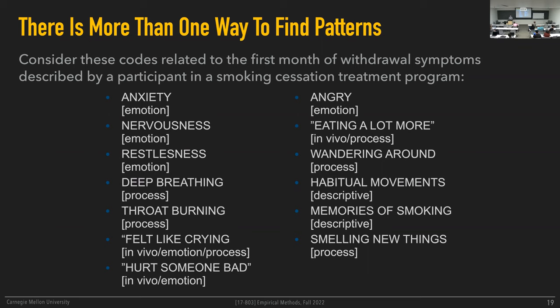Okay, so: anxiety, nervousness, restlessness, deep breathing, throat burning, felt like crying, hurt someone bad, angry, eating a lot more, wandering around, habitual movements, memories of smoking, and smelling new things. Let's say this is your input set of codes. This is a summary of your input data. How might you group this into higher level themes?